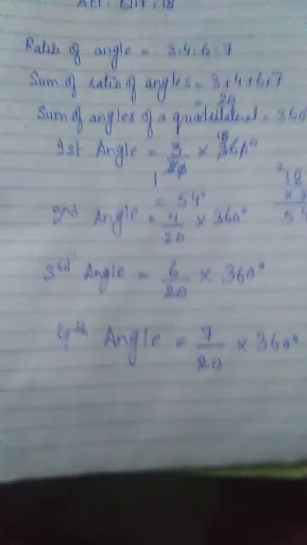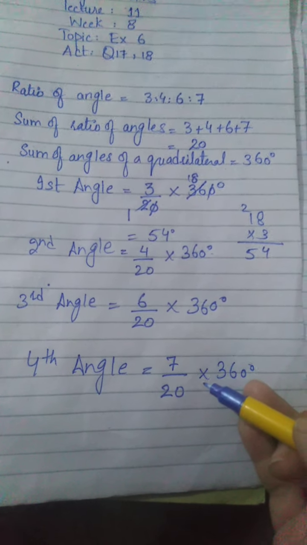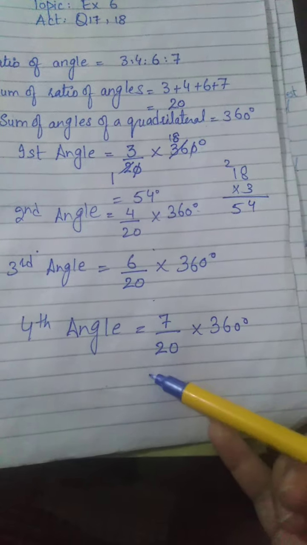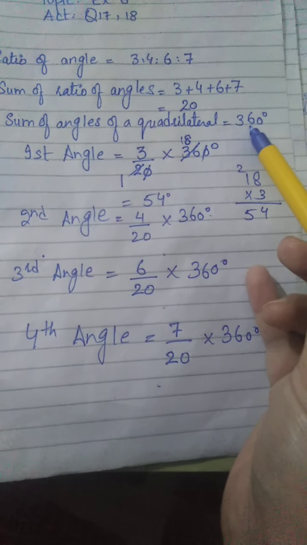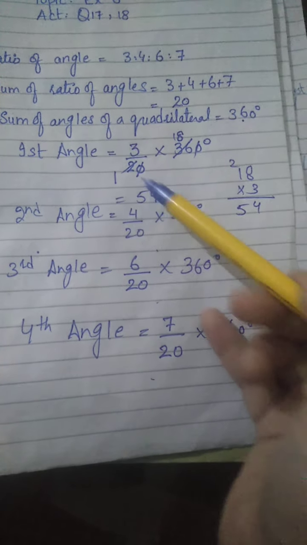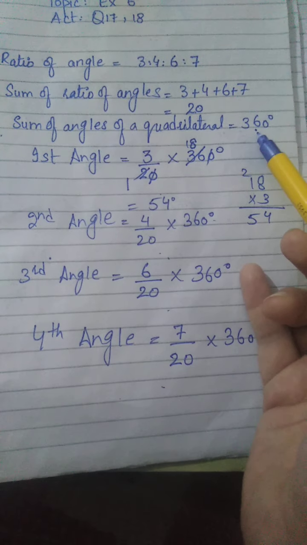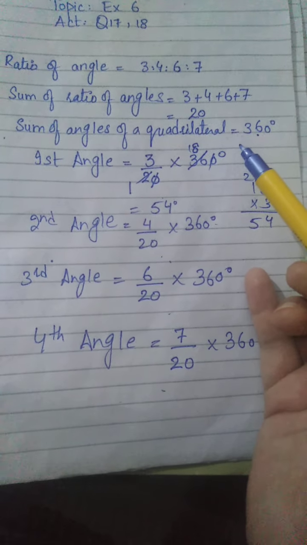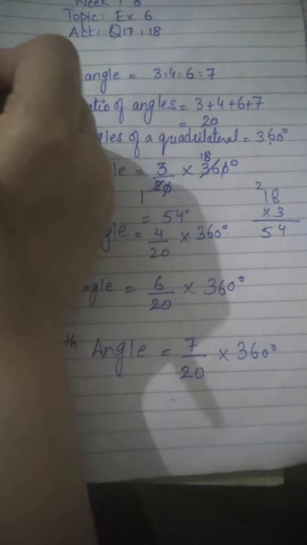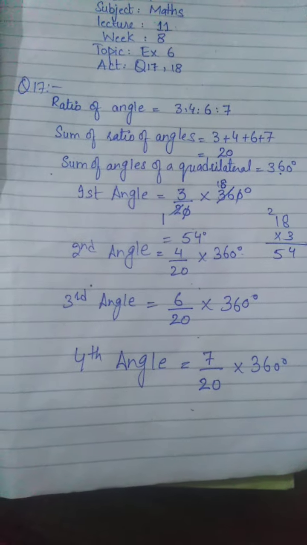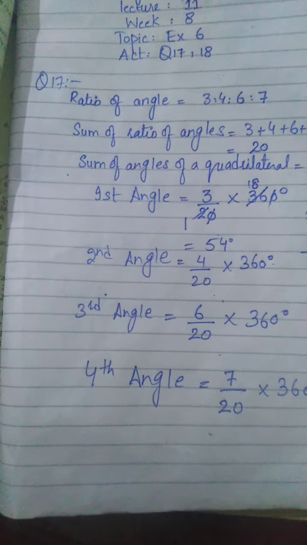How do you check whether your answer is correct? If you add all four angles, the total will equal 360 degrees. If you add all four angles and the answer is not 360 degrees, then you have solved the question wrong. Okay, so this is question number 17. Now I am going to solve question number 18.